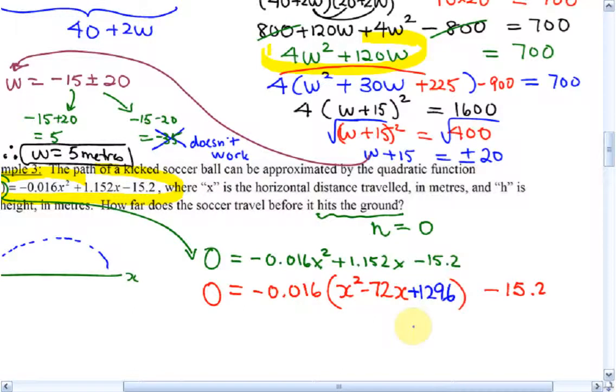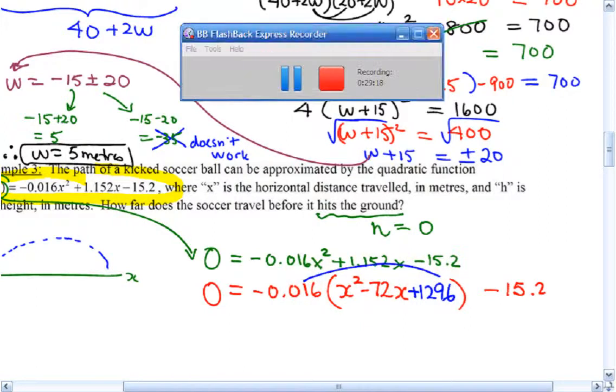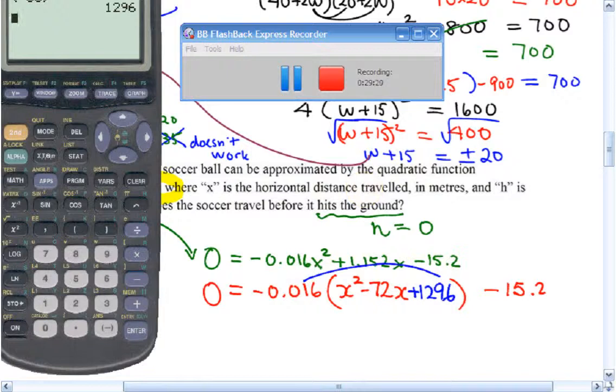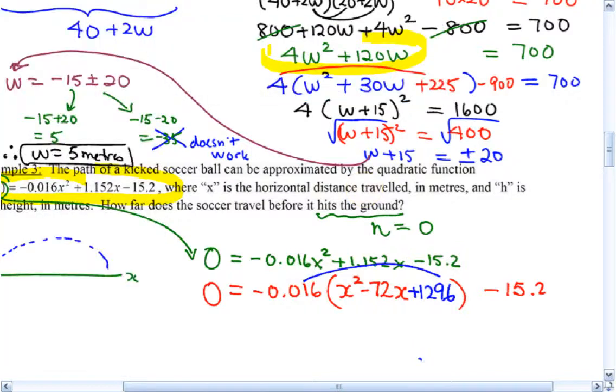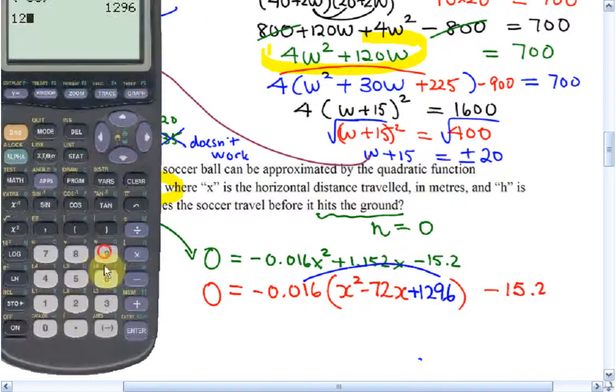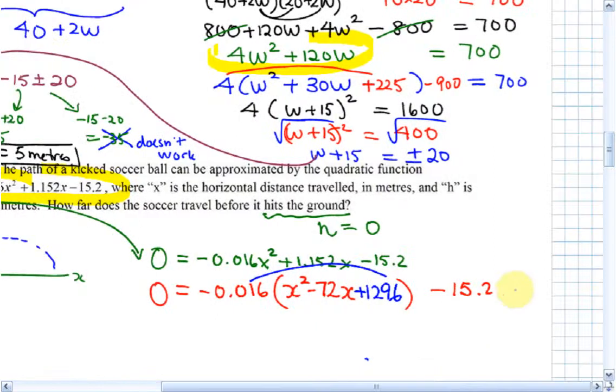And then we need to balance this out. Once again, we need to balance. So 1,296 times 0.016. That gives us an ugly decimal, but nonetheless, 20.736. Should I add or subtract 20.736? Add, because we have a minus sign in front of the a value.